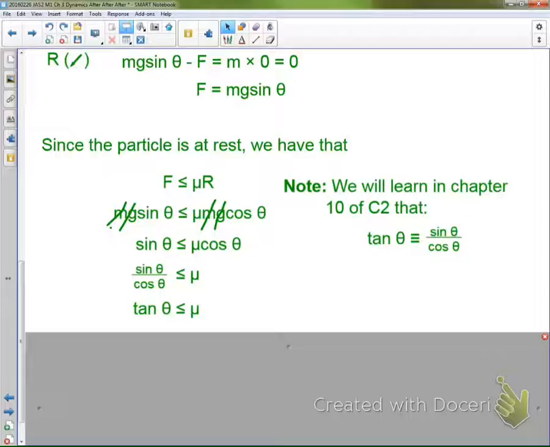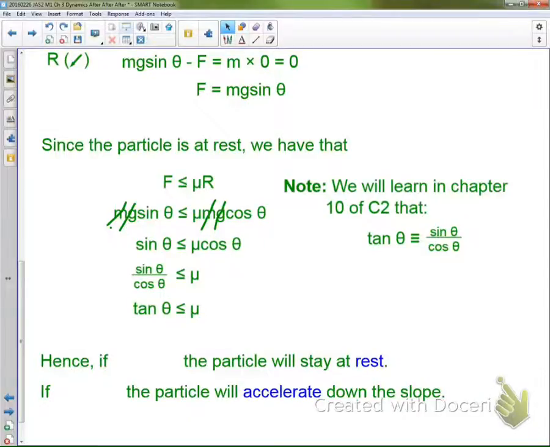So then we have that if tan theta is less than or equal to mu, then the particle will stay at rest, and we're not going to slide down the plane at all. But if tan theta is greater than mu, then the particle will accelerate down the slope. Now this is generally true for all inclined planes, and it's independent of the mass of the particle. But if we have other forces happening, then the situation changes.